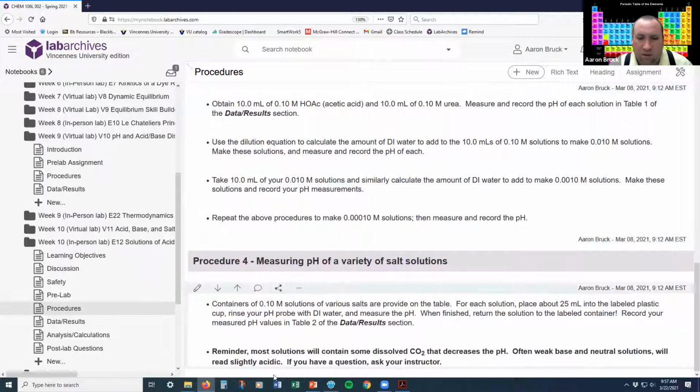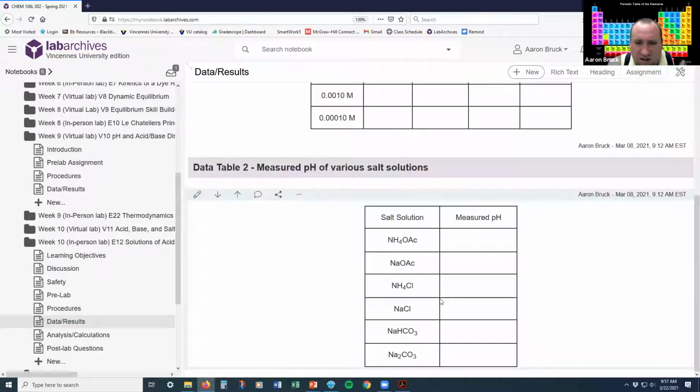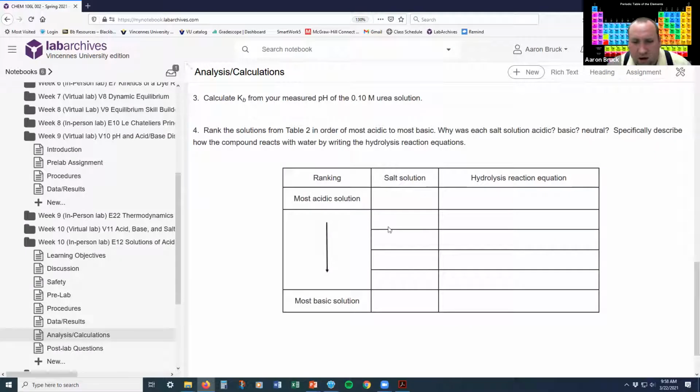And then what I really want to get into is part 4. In part 4, you're going to be measuring the pH of a variety of salt solutions. And the pH that we measure is largely based on conjugate behavior. And so when you get to not so much the data and results, because this is just all of your data tables, but more in this analysis part where you have to explain, okay, here are the 6 salt solutions in order of most acidic to least acidic. Here are the reactions that make it, okay, so why is this acidic? Well, it's acidic because of this. Why is this basic? Well, it's basic because of this conjugate's behavior.